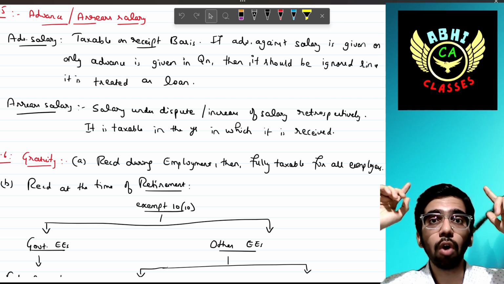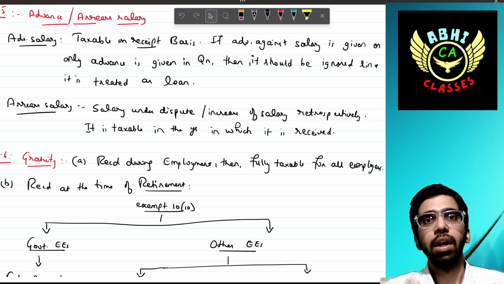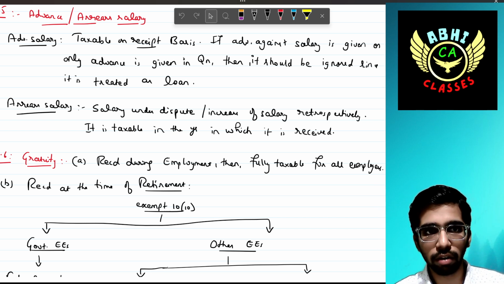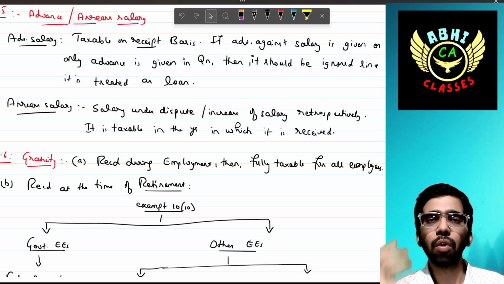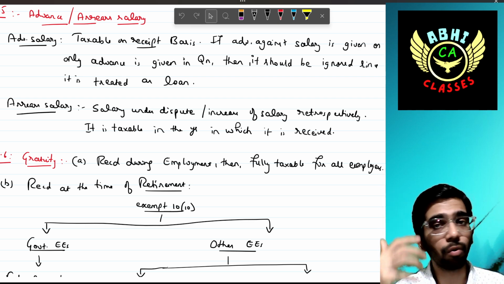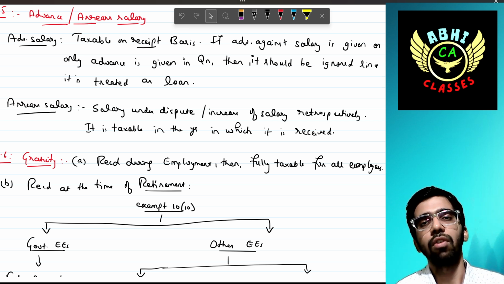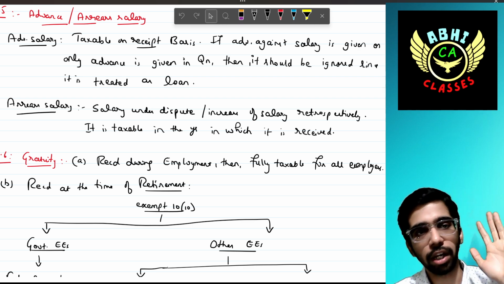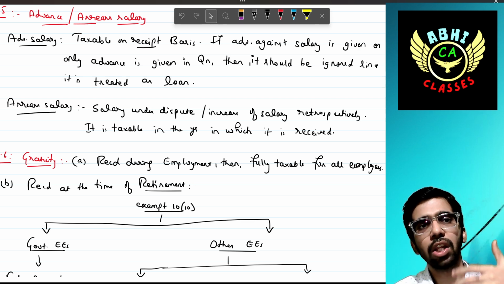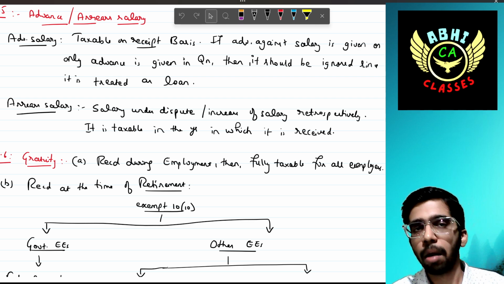The salary had not been received at that point of time, but has been received in this financial year, then it should be taxed in the year in which it is received, because we don't know at what point of time it will be received, right? So it will be taxed in the hands of the employee only at the time of receipt. Okay. Next, there will be a relief also given to them under section 89. We'll discuss that in the last part of this chapter.